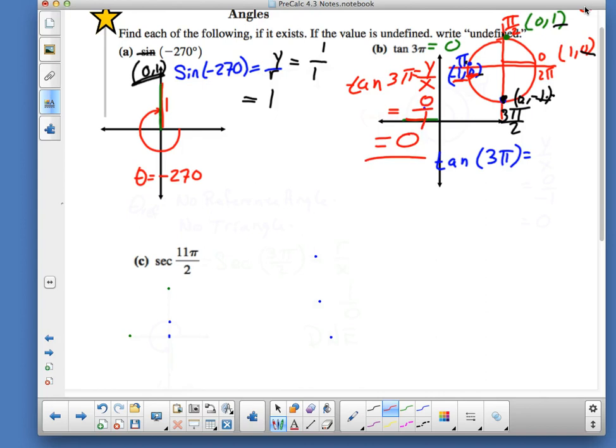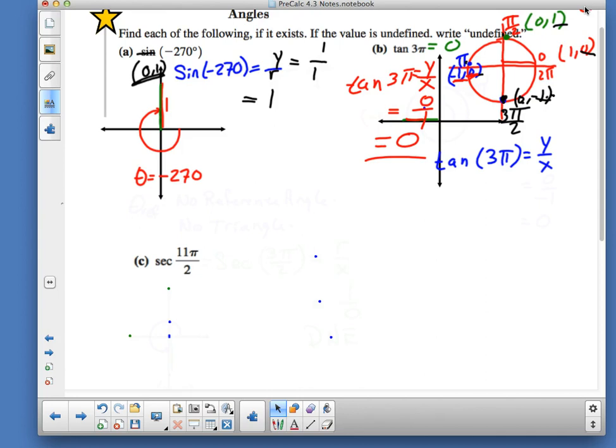Now I've got the tangent of 3 pi is the same as 180. So that's where it is. I thought I had something else there. Are we okay with this so far? Cosine is my x value of my coordinates. Sine is my y value of my coordinates when I'm working with a unit circle whose radius is 1.